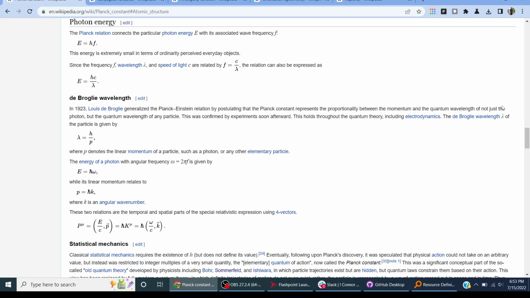Okay, what is a 4 vector? Come on, click. A 4 vector is... it's a Minkowski spacetime. Well, we'll get to that later.